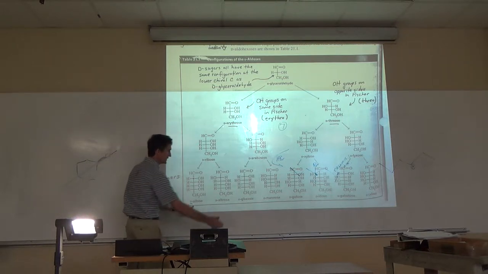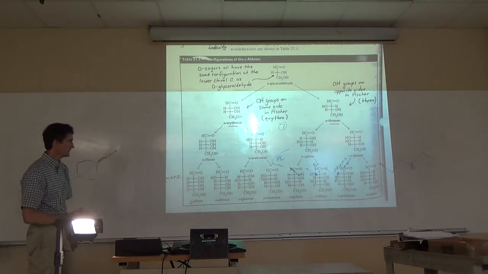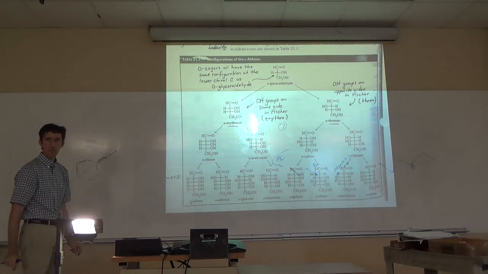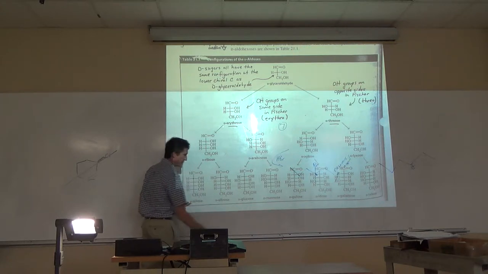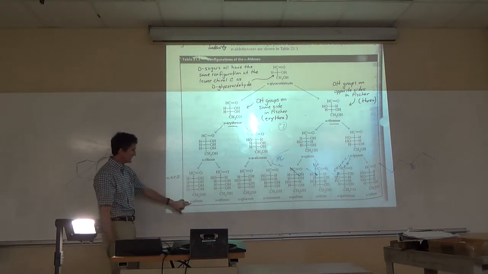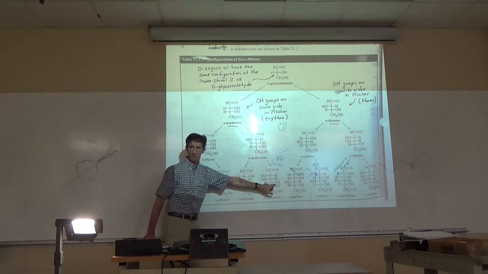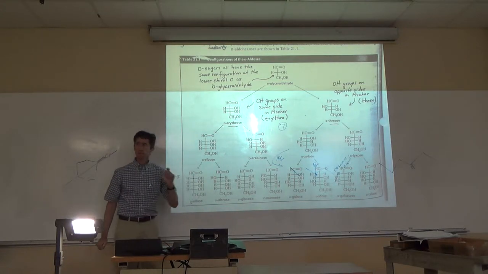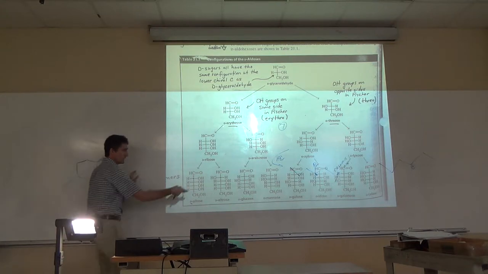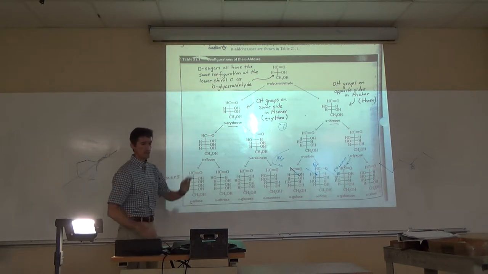Are allose and glucose epimers? Yeah. That's an epimer of allose. Is mannose an epimer of allose? No, because two have changed. So it would not be an epimer. But it is a diastereomer, because it is a stereoisomer. It's not a mirror image. The mirror image would be where all four of these are on this side. That's not up here.